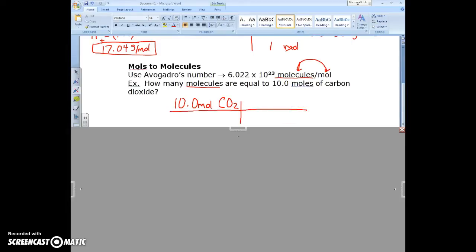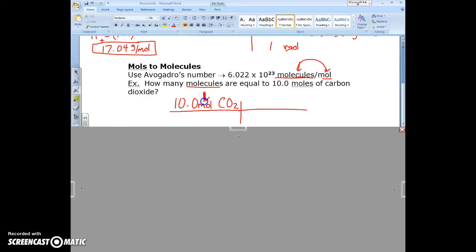Now I need to go to molecules. I'm going to have to use Avogadro's number. Can I use it now? The answer is yes, because as long as you have either molecules or moles in this position right here, you can go ahead and use Avogadro's number. And if you always ask that question, it'll keep you on track. So I'm going to go ahead and use it.